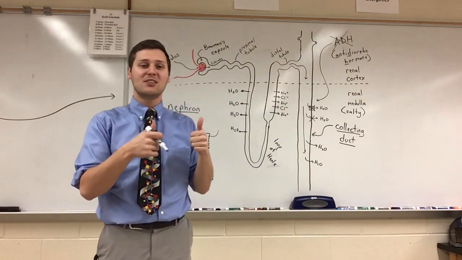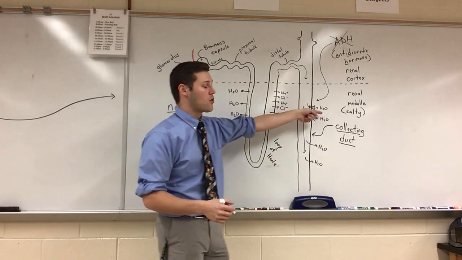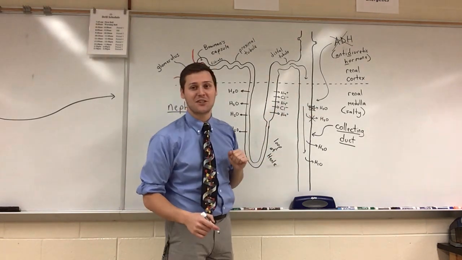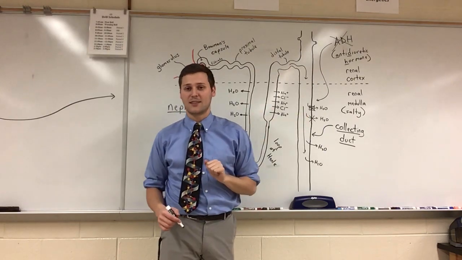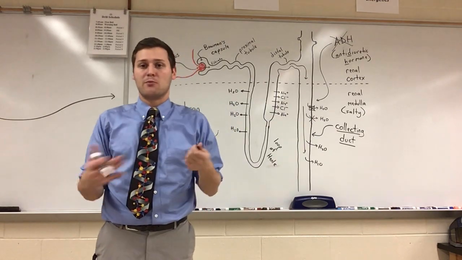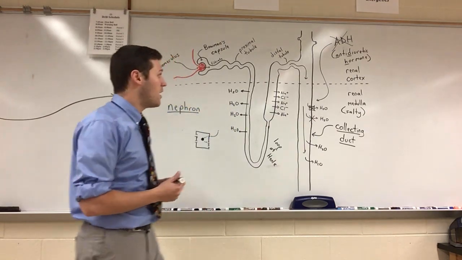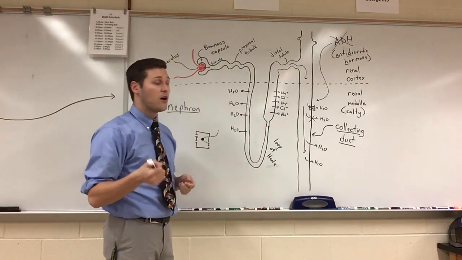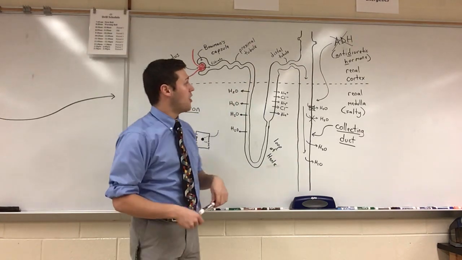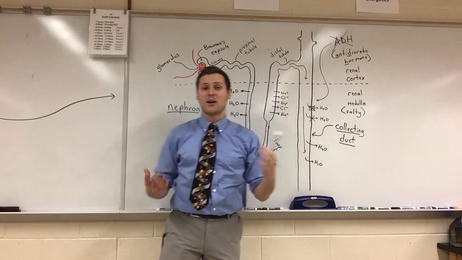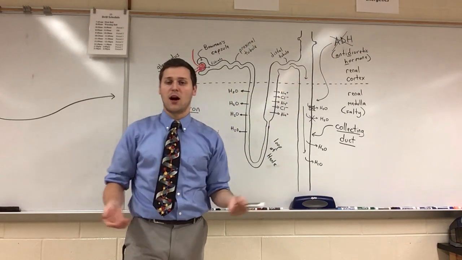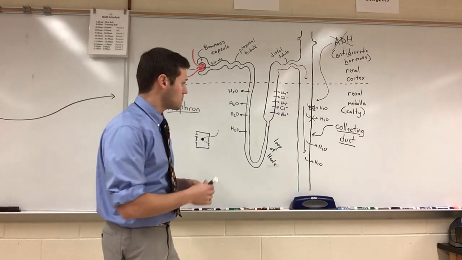So more ADH means more aquaporins, which means more concentrated urine. Less ADH means less aquaporins in the collecting duct, which means less concentrated, more dilute urine. Interestingly enough, alcohol inhibits ADH, so if someone were to drink alcohol, they would release less antidiuretic hormone, which means whether they're dehydrated or not, their urine would be more dilute.